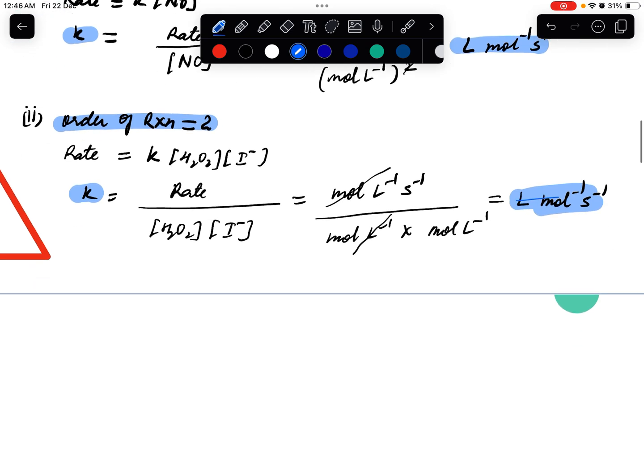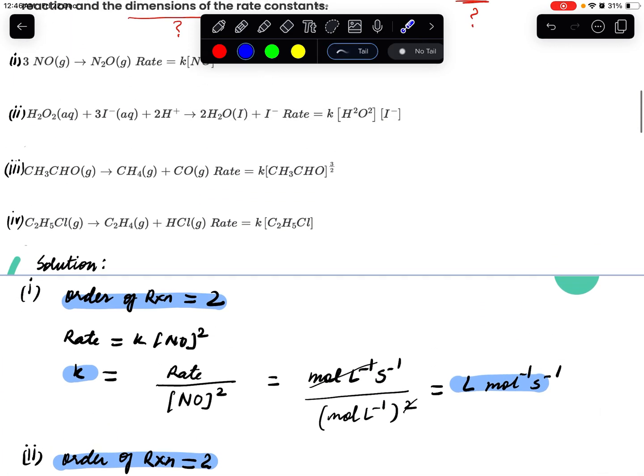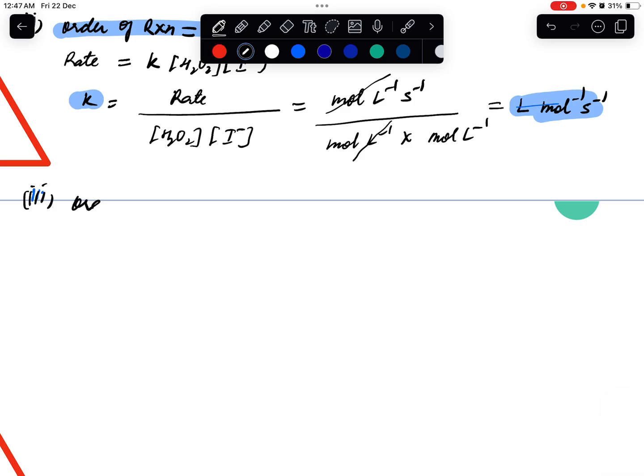Now come to the third example, and third example is this one. So have a look here, what is the rate expression? Rate expression is given this. There is only one reactant and the power of the reactant is 3/2. Therefore, order of the reaction is given as 3 by 2. Whatever power we are having on the concentration term, that the same will be the order of the reaction.